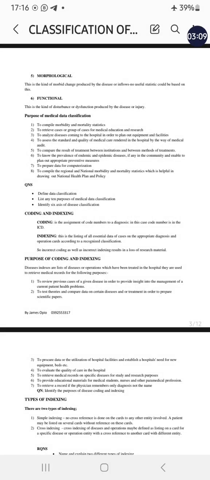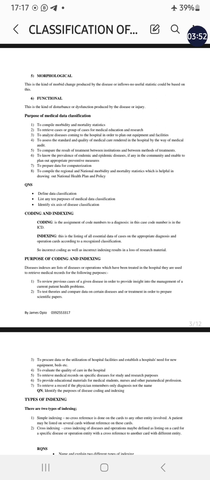interruptions. Right, so we also use this information to analyze diseases coming into the hospitals in order to plan out equipment and facilities. Of course, if we are able to understand the increase in incidences of individuals per disease, then we can make proper planning. You may realize that the number of infections by a certain disease is increasing, and therefore there is need for increased production, maybe in the supply of drugs, and in hospital equipment, like beds.